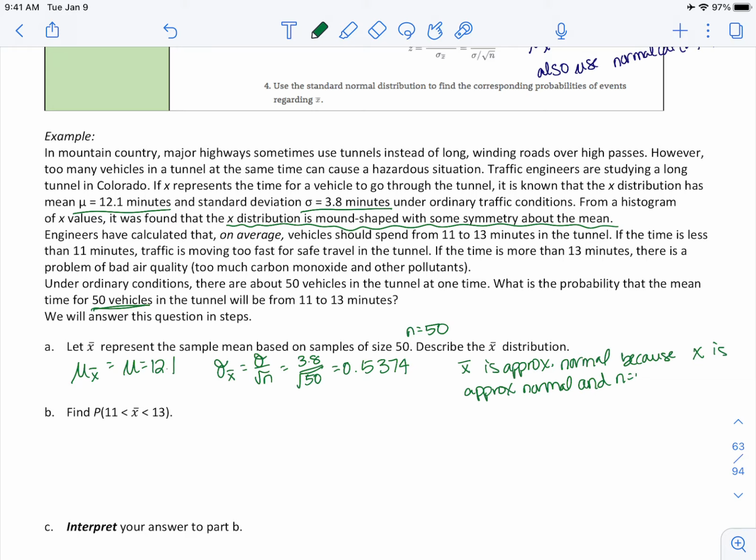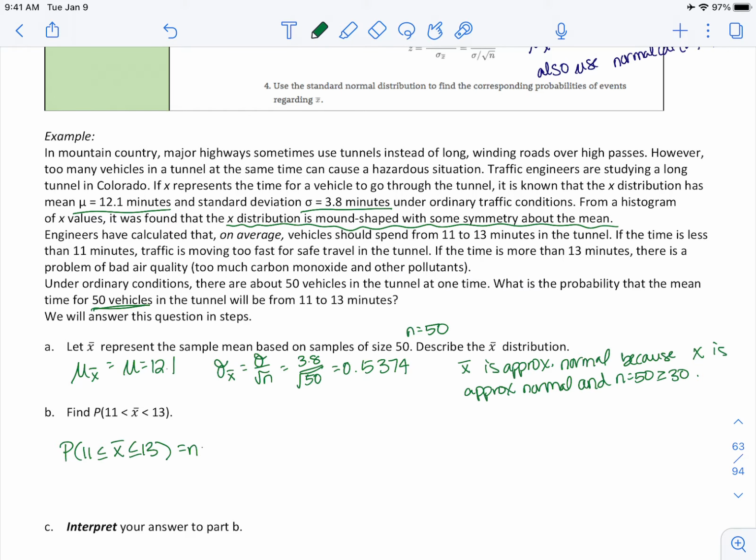And we have that our N is 50, which is greater than or equal to 30. All right, for B, we have to find the probability that our X bar is between 11 and 13. Please do this. So we're looking for our probability, 11 less than or equal to X bar, less than or equal to 13.